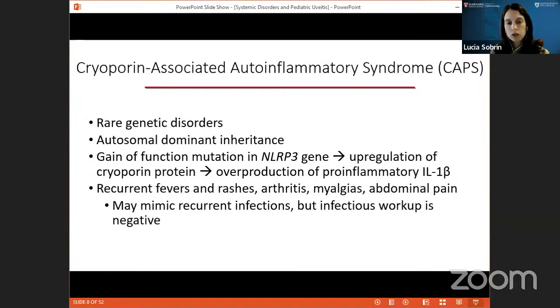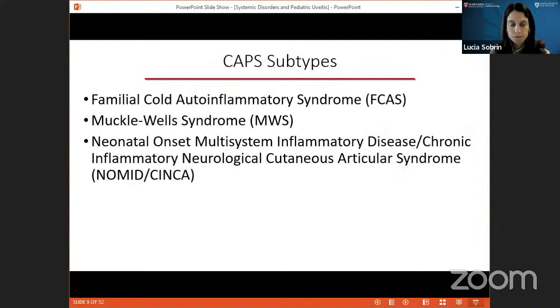So NOMID is part of a larger group of diseases that are called cryopyrin-associated autoinflammatory syndromes. They are rare genetic disorders that are autosomal dominant in inheritance and caused by mutations in the NLRP3 gene. This leads to upregulation of cryopyrin and then overproduction of pro-inflammatory IL-1 beta, hence the use of IL-1 blockers to treat this condition. The symptoms to think about in these patients are recurrent fevers and rashes, arthritis, myalgias, also abdominal pain, at a very early age, since birth many times. It may mimic recurrent infections, but in this case, the infectious workup should be negative.